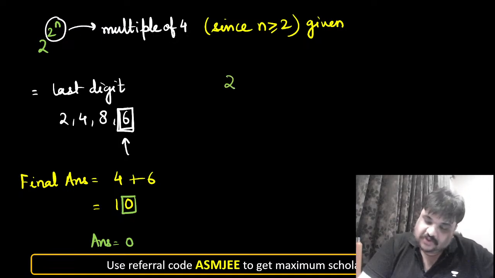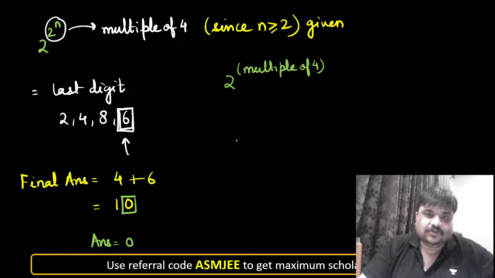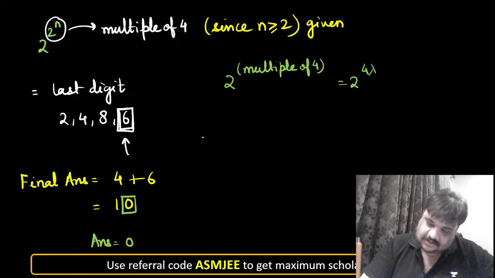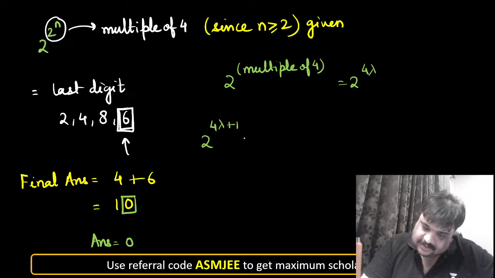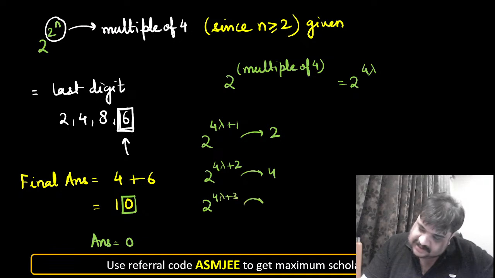This is a multiple of 4. 2 raised power multiple of 4. So it is 2 raised power 4 lambda. So 2 raised power 4 lambda plus 1 gives 2. 2 raised power 4 lambda plus 2 gives 4. 2 raised power 4 lambda plus 3 gives 8. 2 raised power 4 lambda plus 4, that means multiple of 4, gives 6.